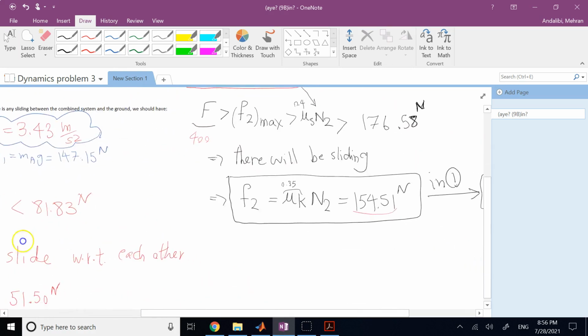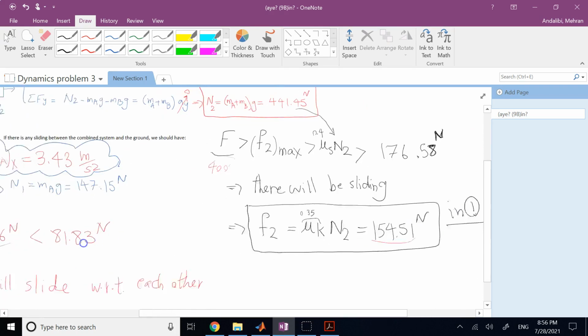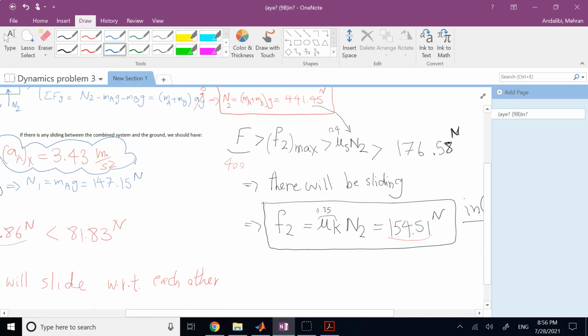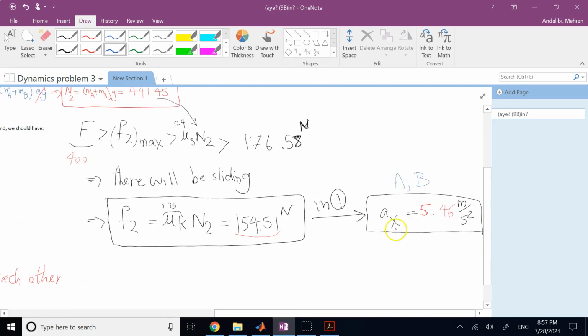Clearly, you see it is less than the common acceleration. Definitely, it is less than the common acceleration, 5.46. Right? It's less than that, so there is definitely going to be sliding. But now the question is, how much is A of B now? Is that going to be that number, 5.46? The answer is no. That is not going to be A of B.